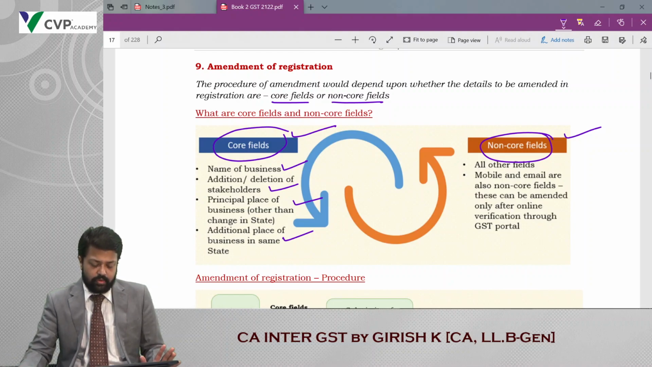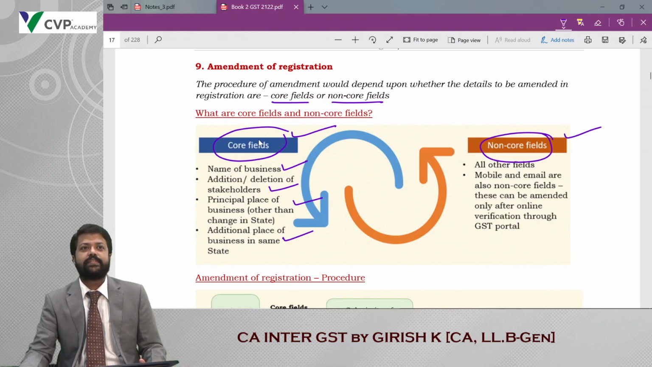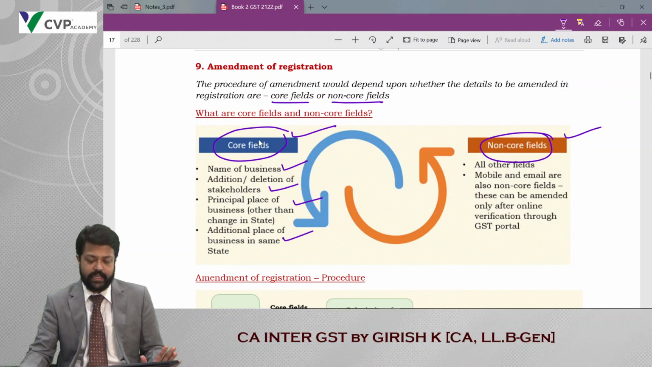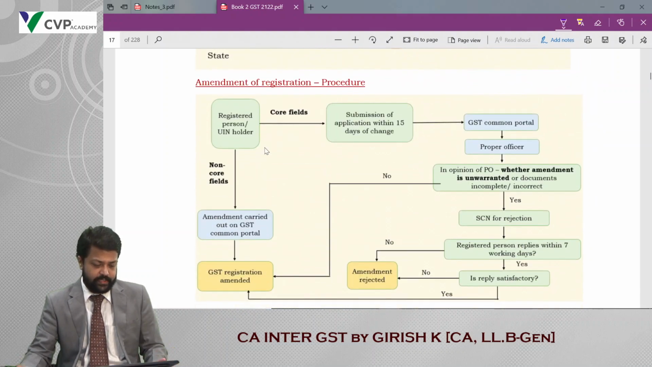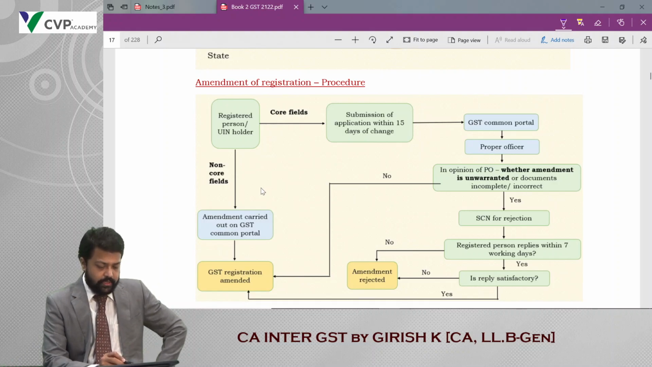So I hope now this concept is clear as to the amendment of core fields, what that is and how it is to be made, which we will see, and the amendment to non-core fields. So there is a basic distinction to it. So let's cover the non-core fields amendment immediately, because it is a relatively smaller procedure.